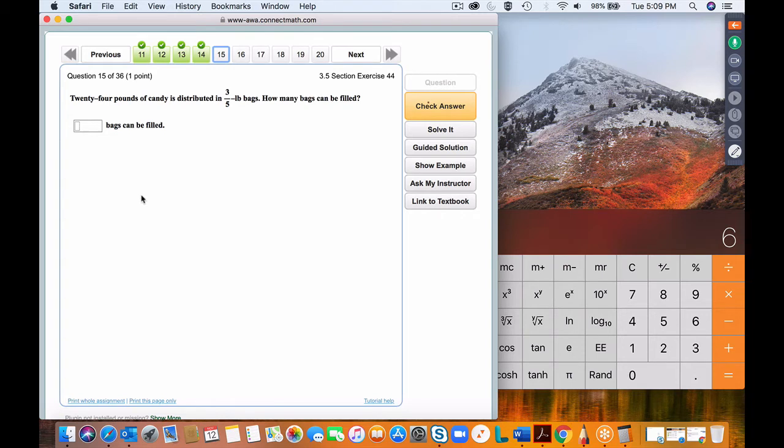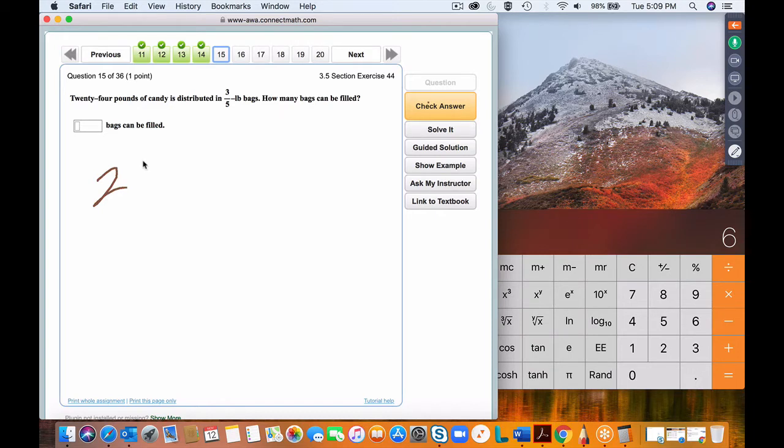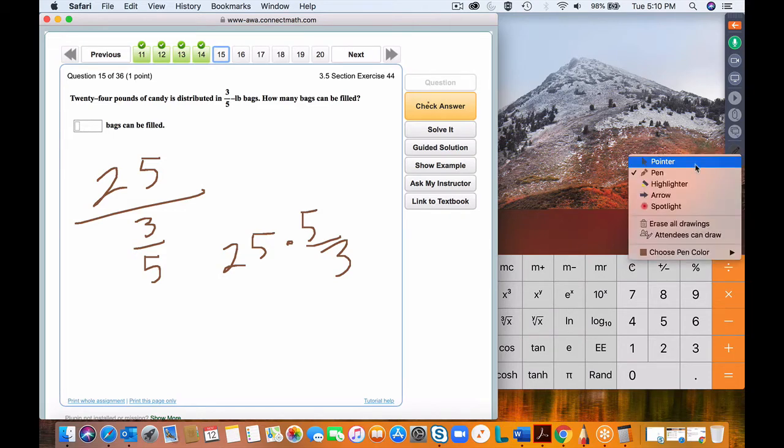And this is 25 divided by 3/5. Remember, we can flip the second. We can do this by hand, like 25 multiplied by 5/3, and then multiply and divide by 3. Or we can use the calculator. I guess that's the easy way to do.